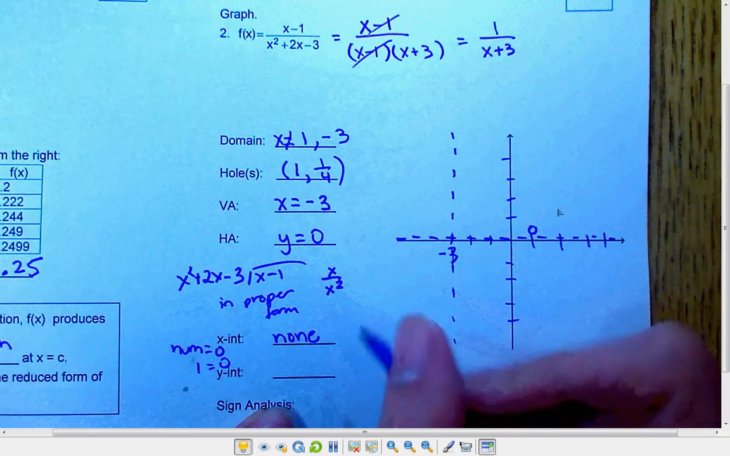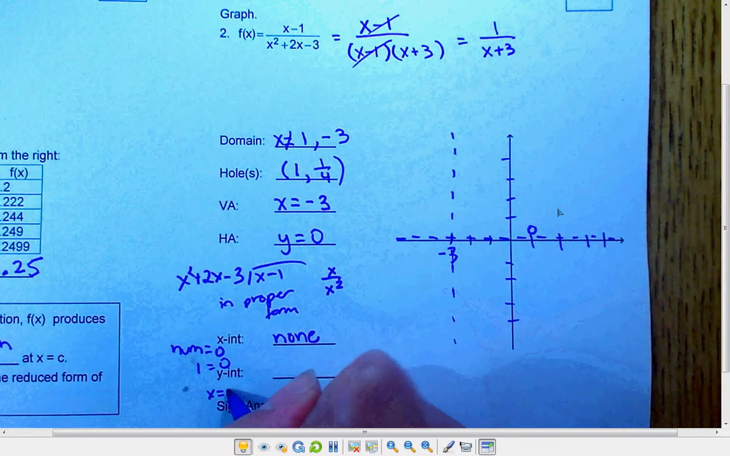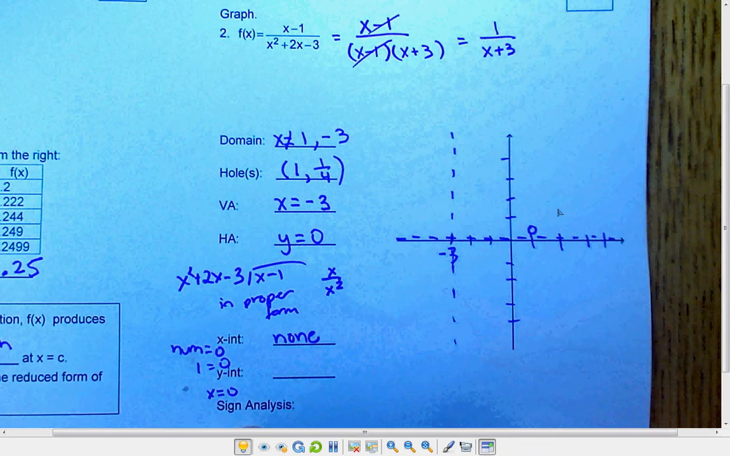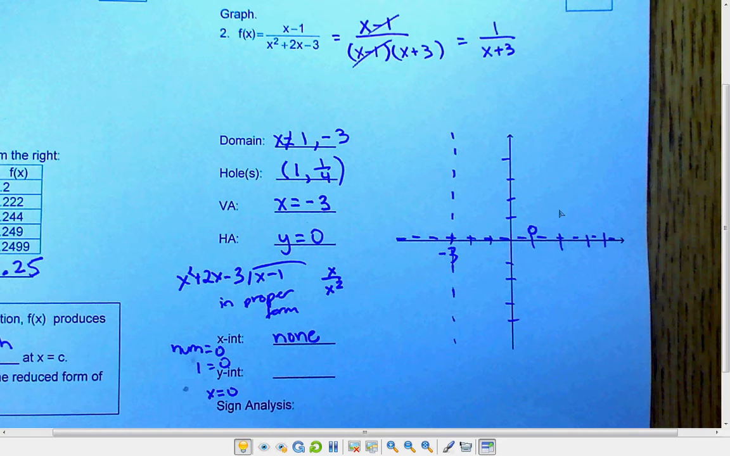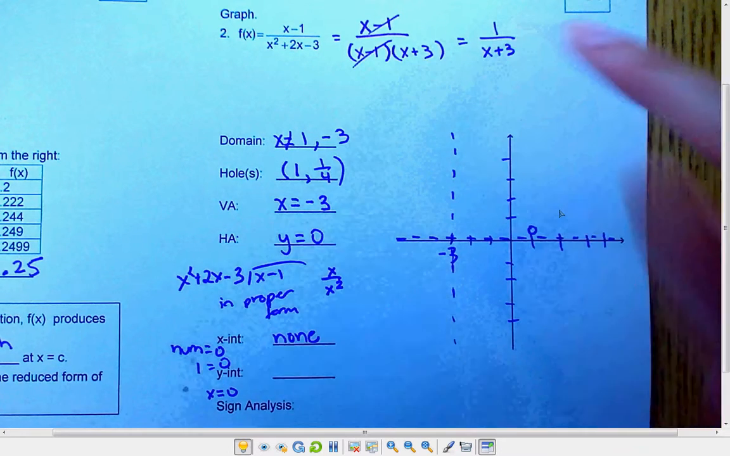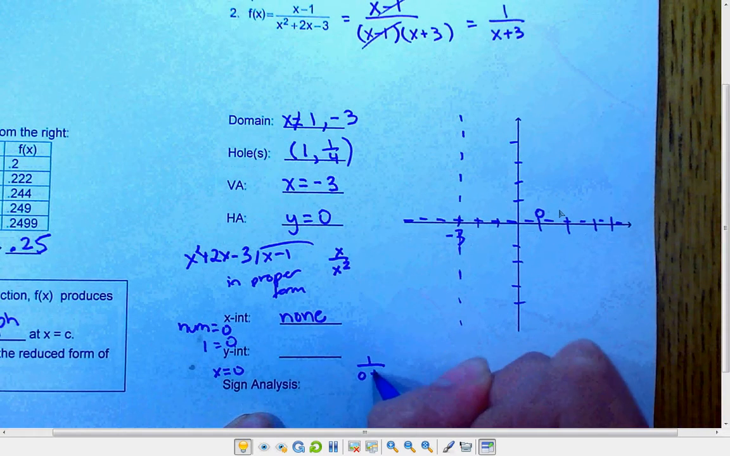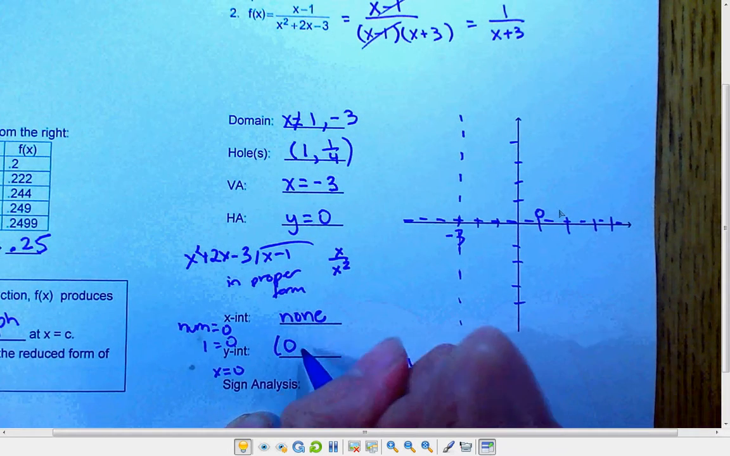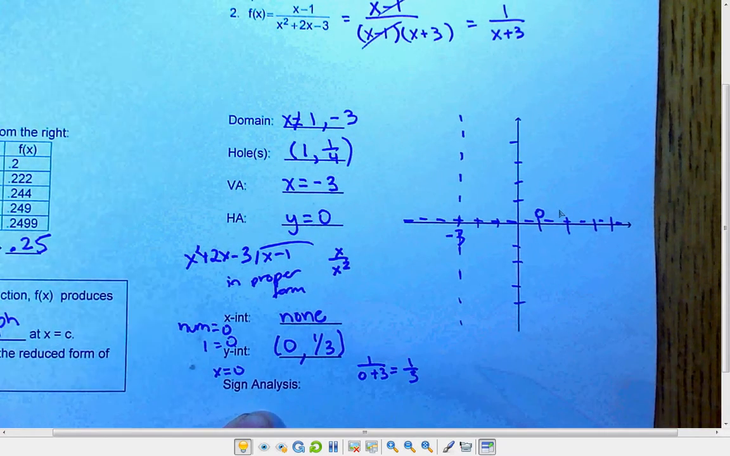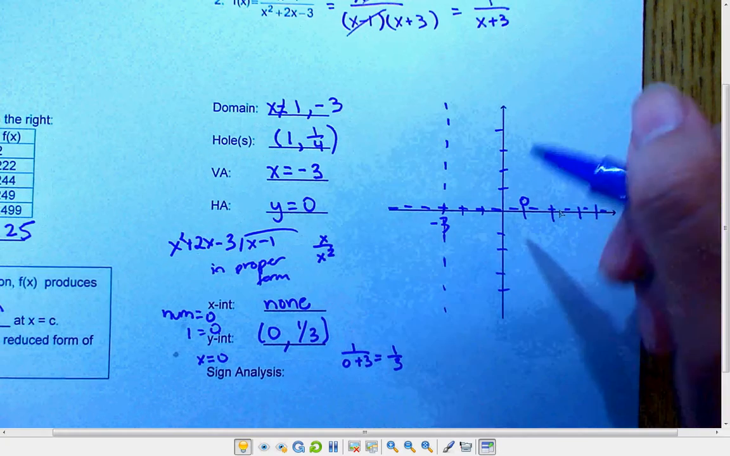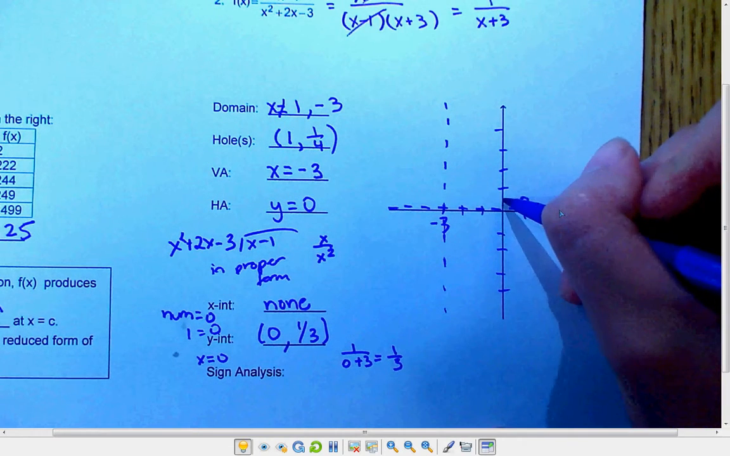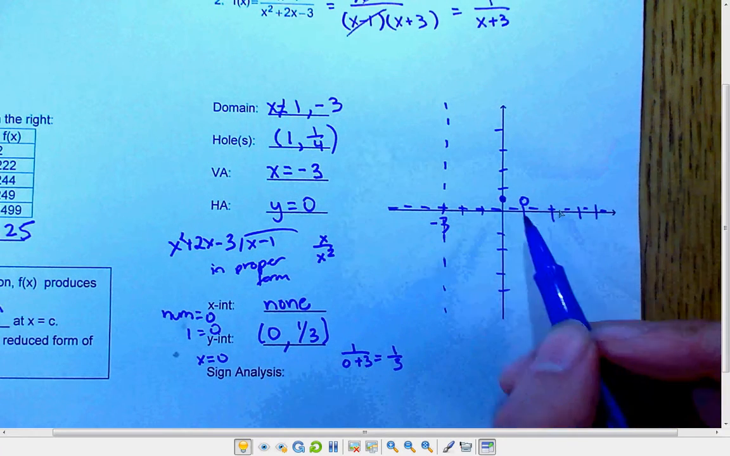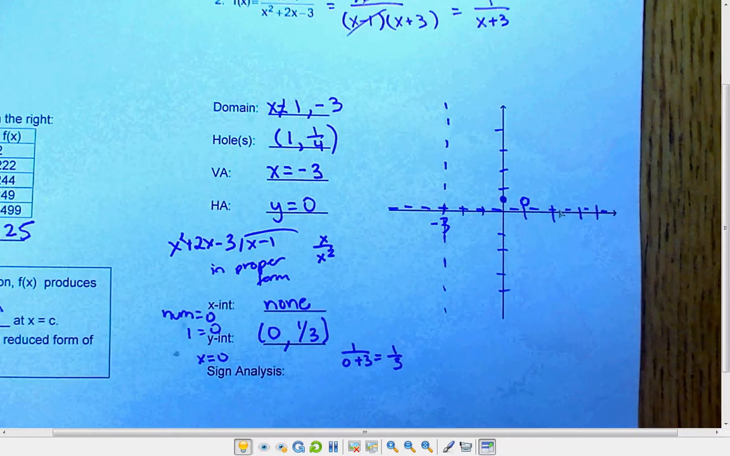For our y-intercept, we're going to plug in 0, so this is when x is equal to 0. And we're going to use, again, our simplified fraction. So we're going to do 1 over 0 plus 3, which gives us 1/3. So my y-intercept is at (0, 1/3). And let's plot this. So (0, 1/3) is, again, a fraction, so it's going to be a little bit above this point.